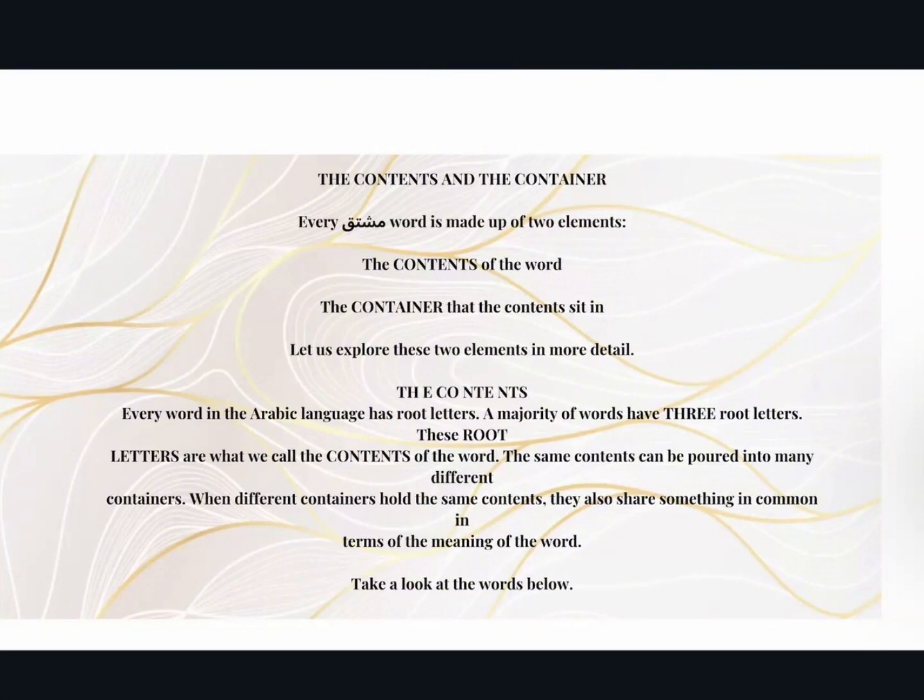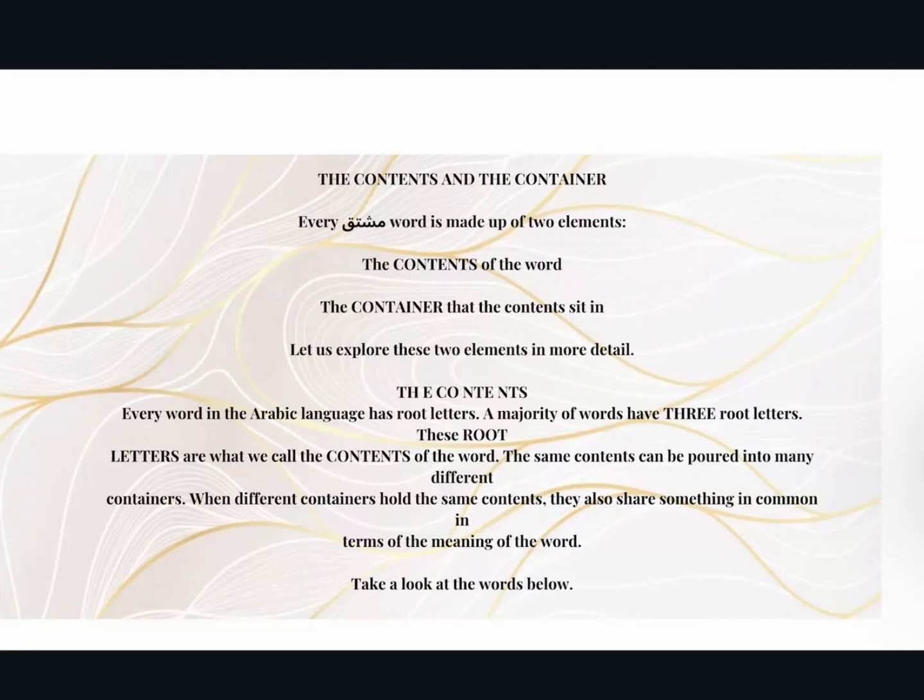So first we came across two terms, mushtaq and jamid. Now we are learning about the contents and the container. Every mushtaq word is made up of two elements: the contents of the word and the container that the contents are going to be placed in. You can imagine that the contents of the word are like a fluid. When they sit in a container, they take the shape of the container.